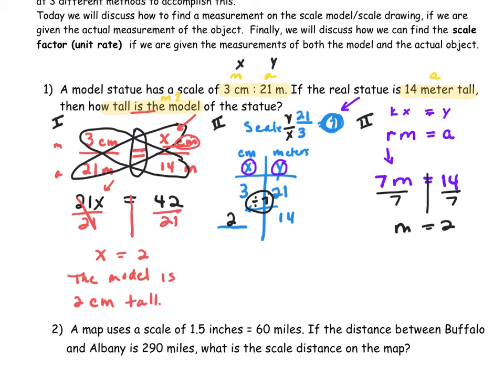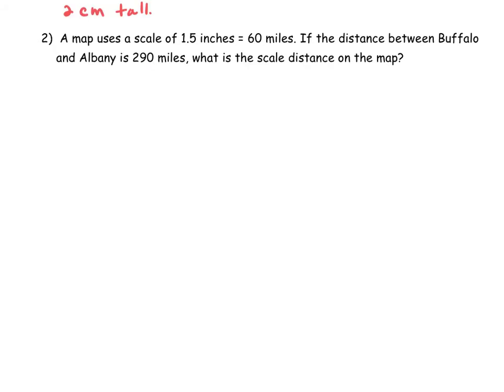All right, let's try another one together. Number 2 says, a map uses a scale of 1.5 inches, or 1 5/10 inches, equals 60 miles. If the distance between Buffalo and Albany is 290 miles, what is the scale distance on the map? So let's highlight important information. We have 1 5/10 inches equals 60 miles, so 1.5 inches equals 60 miles. And we have that the distance between Buffalo and Albany is 290 miles. Then it asks us, what is the scale distance?